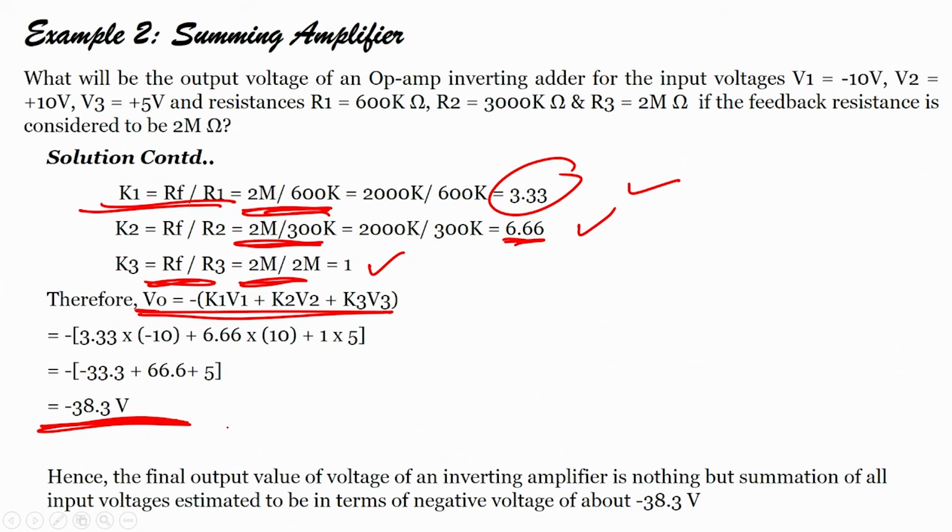Hence, the final output voltage of an inverting amplifier is nothing but the summation of all the input voltages, estimated to be in terms of negative voltage of about minus 38.3 volts. Very easy. This is how the summing amplifier can be solved.